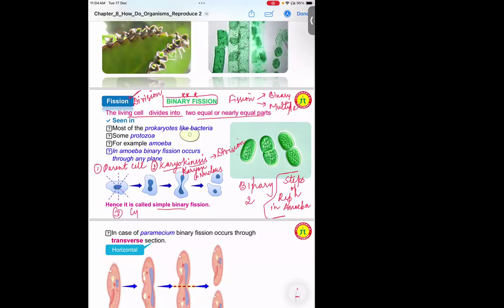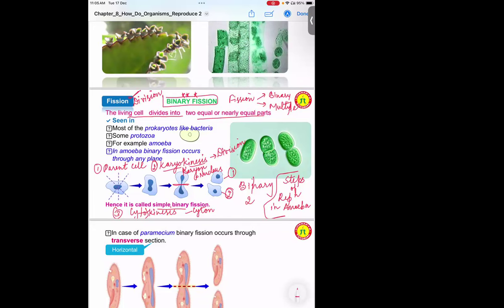Then the third step is cytokinesis, where cyto is derived from cyton, which means cytoplasm, and kinesis means division. So in this process, the cytoplasm divides. Ultimately, when these two processes are completed, here you can see the constrictions start to appear and start getting deeper. Because of that, two daughter cells, two daughter amoeba, are formed.